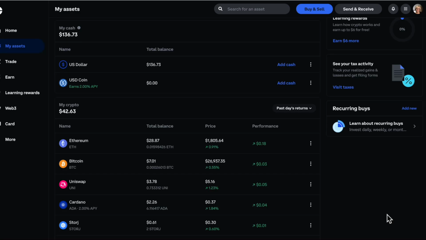As you are waiting for the arrival of your transfer of crypto assets, go back to the My Assets tab and keep an eye here. And as your transfer arrives, you'll see it in your balance.